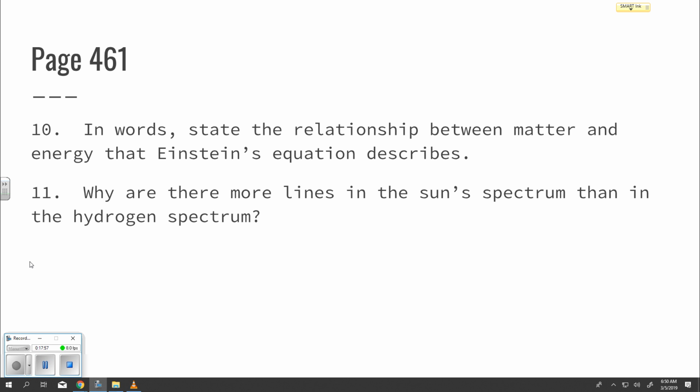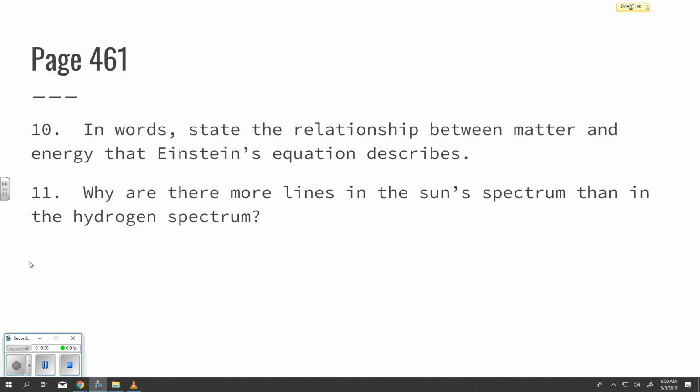You can see that c squared is a very large number. Therefore, even a tiny amount of mass can become a very large amount of energy. Scientists have used Einstein's equation to explain how the sun produces so much energy. Highlight: each second, the sun uses nuclear fusion to change about 4 million tons of mass into energy. In words, state the relationship between matter and energy that Einstein's equation describes.